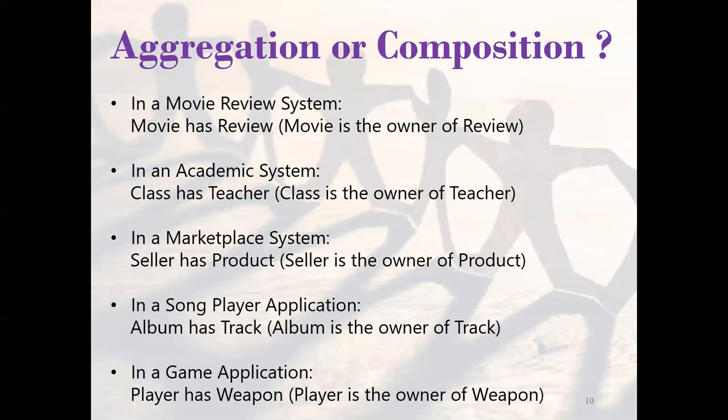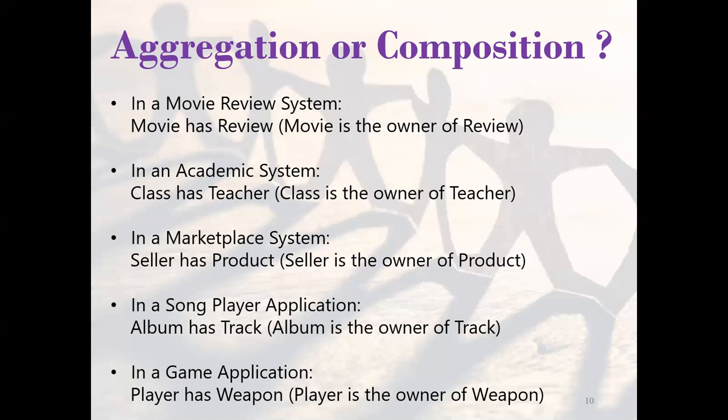Now, quick question. Okay, let's start from Catherine. In a movie review system, there are two objects, movie and review. The relationship is movie has review, or in other words, movie is the owner of a review. Should this be an aggregation or composition relationship? Composition. Good, because a review cannot exist without the movie. If the movie is removed, the review should also be removed.